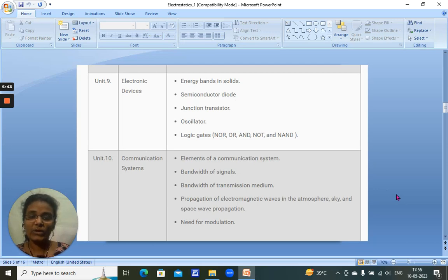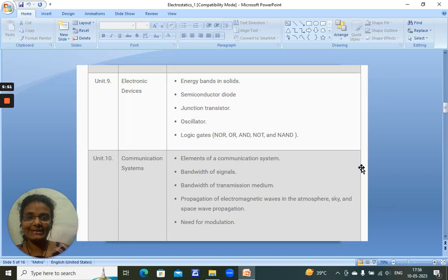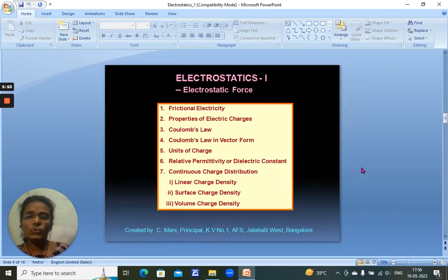Next, as I already told you, the very first chapter is electrostatics. So let us have a brief introduction to start with electrostatics today. As the name suggests, electrostatics, first we will start with the electrostatic force. So what is the term electrostatic? We should first know its definition. It is very necessary, mandatory.